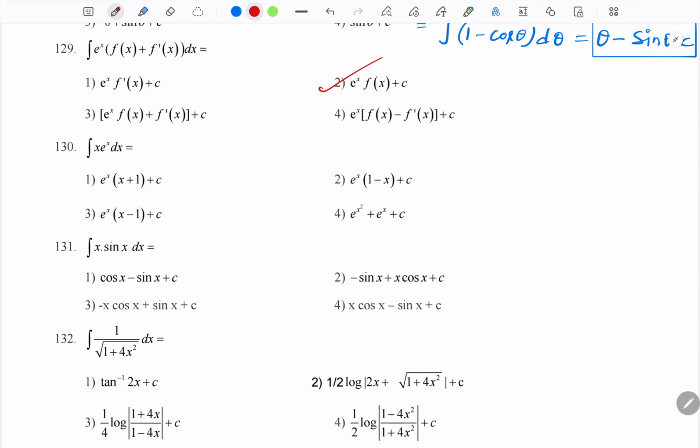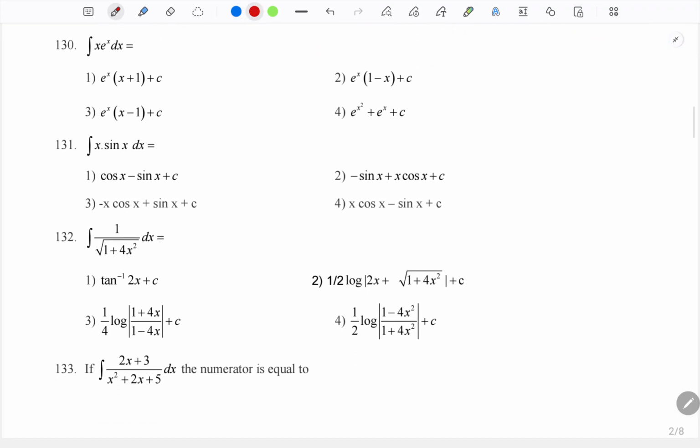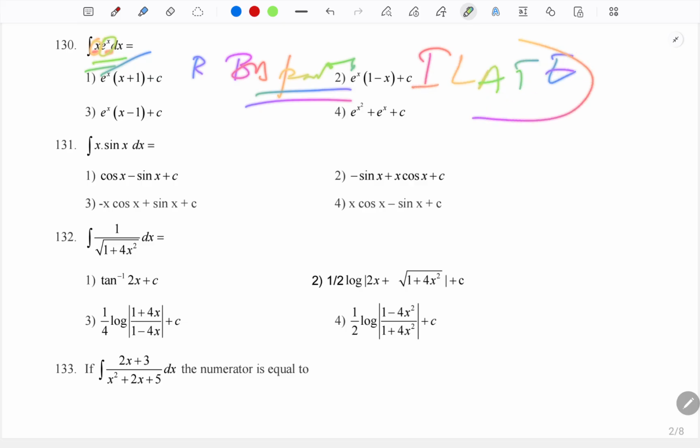Next question. X e power x. First of all, observe this question. X is one function, e power x is another function. How many functions are here? 2 functions. Which method is used in the board exam? It's by parts, right? First of all, it's the by parts method. How to solve by parts? By using ILATE. If you go by the long way, it will take time.